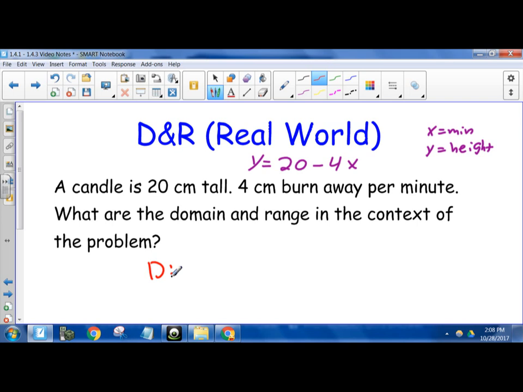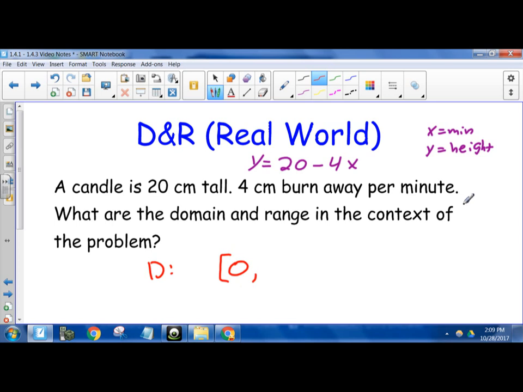The moral of the story is we're not going to be able to use roster notation, because if I tried to write them all out, 0, 0.1, 0.01, 0.001, you can't physically write them all out. So we need to use interval notation, okay? The interval is going to begin at 0, and I'm going to use a bracket because we talked about you can burn for 0 minutes.